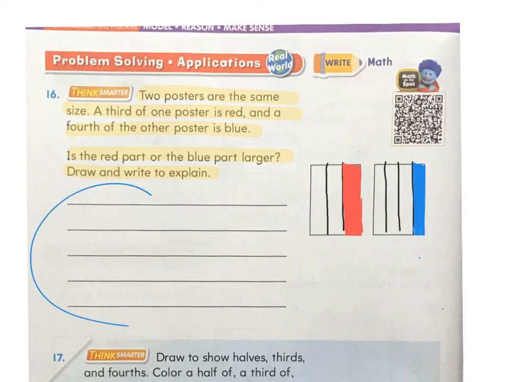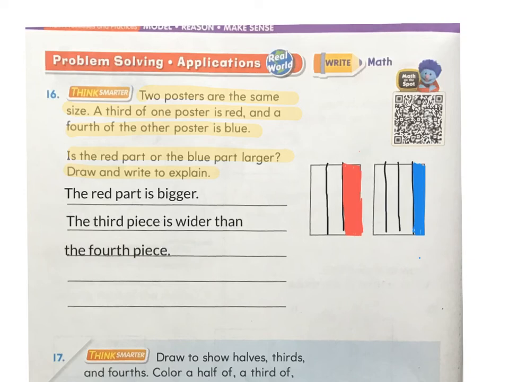So over here in this section, I'm going to write, the red part is bigger. And now I need to explain why and how I figured that out. And I explain it as the third piece is wider than the fourth piece. So a third is bigger than a fourth. Let's move on to number 17.